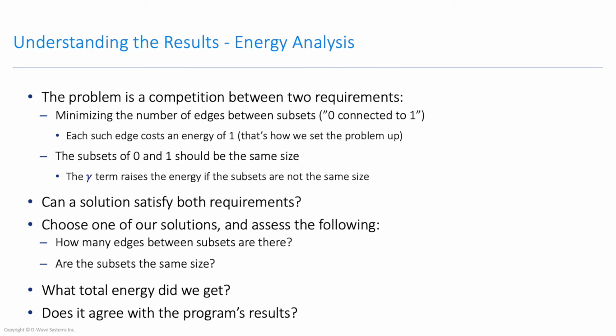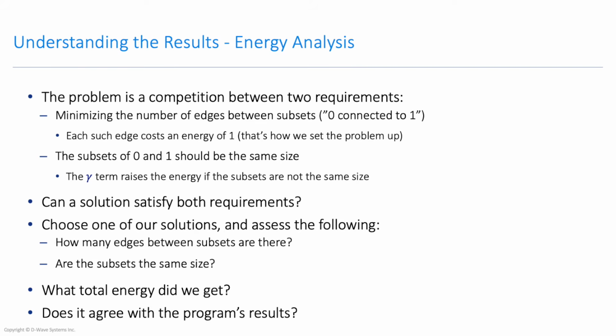Yes. Choose one of our solutions and assess the following. Are the subsets the same size? How many edges are between them? Well, we found 4, and the subsets are the same size, and the energy was -2 in this case. But what does the -2 mean? In other words, if I had 4 links between, why isn't the energy 4? Like, why is the energy -2?